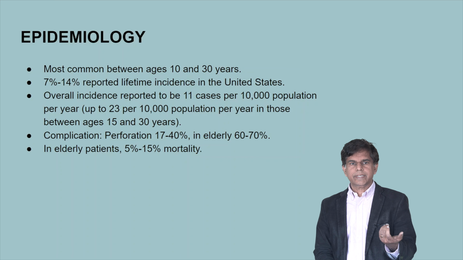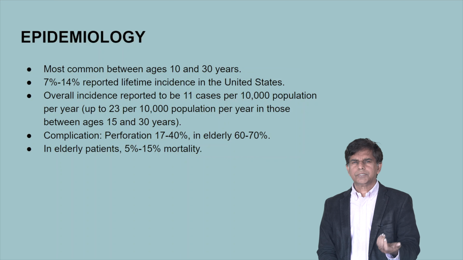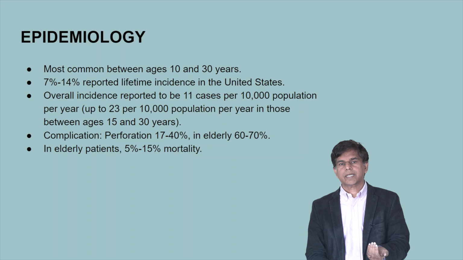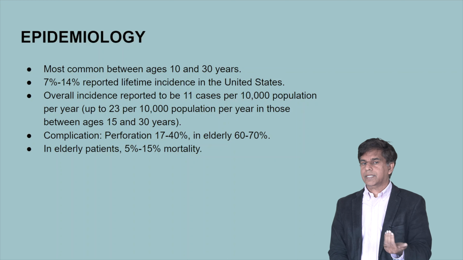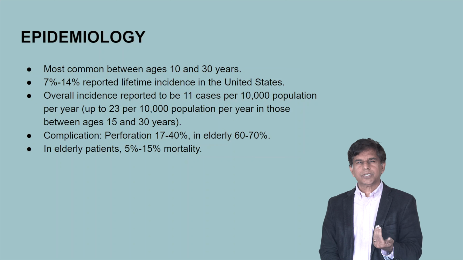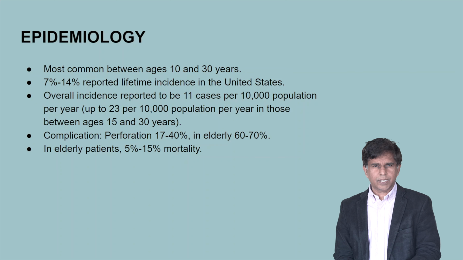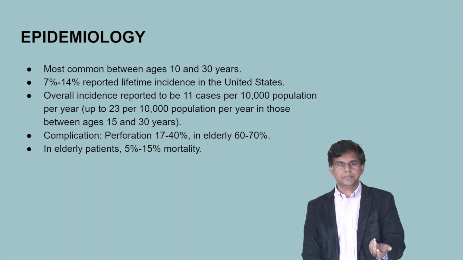Again, we talked about the complications. Perforation is around 17 to 40%, but in elderly patients it's extremely high, like 60 to 70%. In elderly patients, mortality is 5 to 15%, but in younger people, mortality is very low if it is treated, okay?